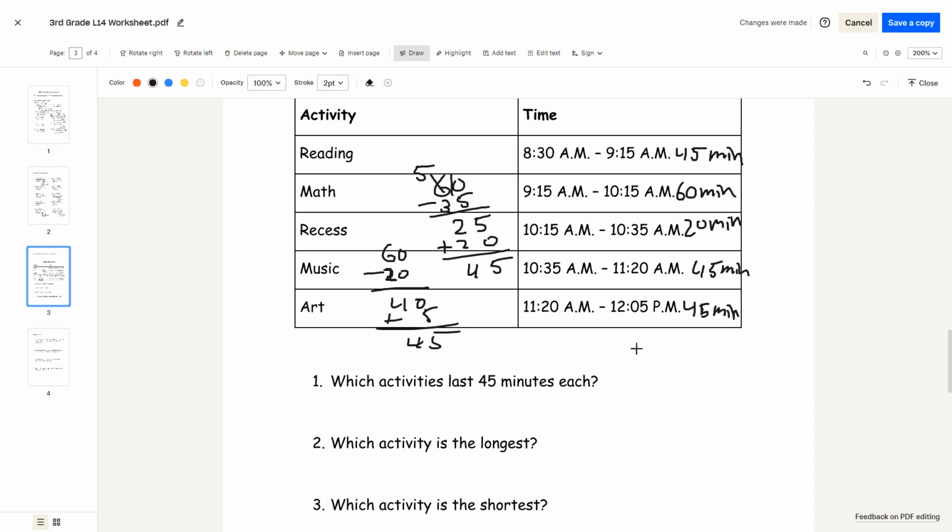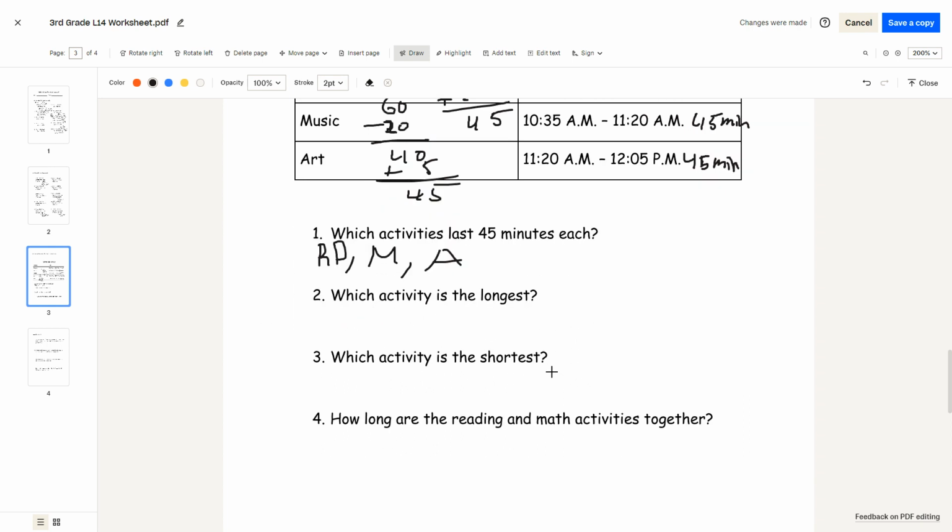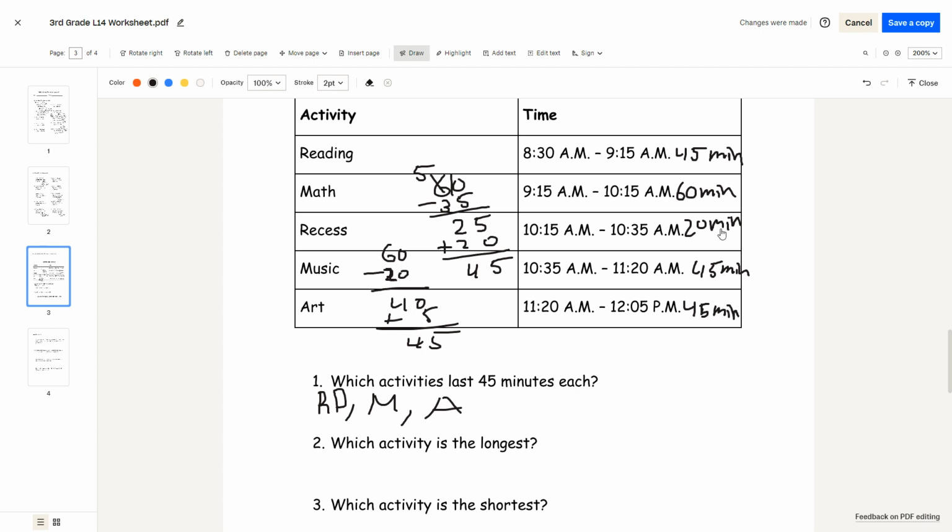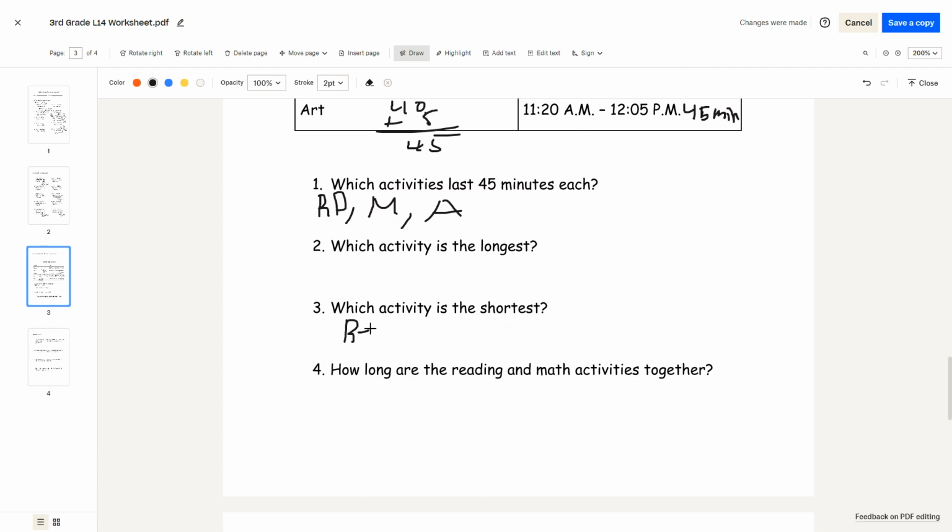So which activity lasted 45 minutes each? We can do RD for reading. Let's look up our other 45s. Our next 45, music, which is M for music. Art, A for art. Okay, and then which activity is the shortest? We look at our chart and we see recess is the shortest. So that you can answer the rest of the questions.